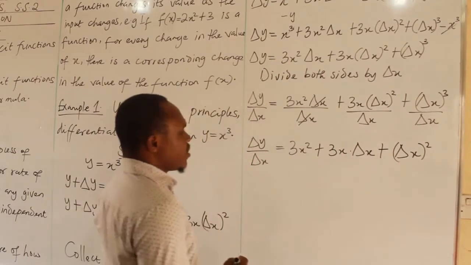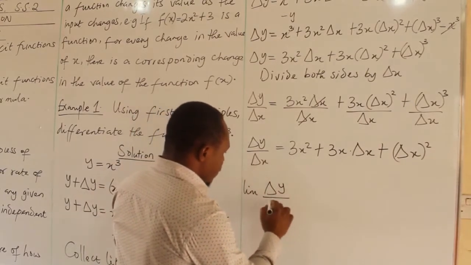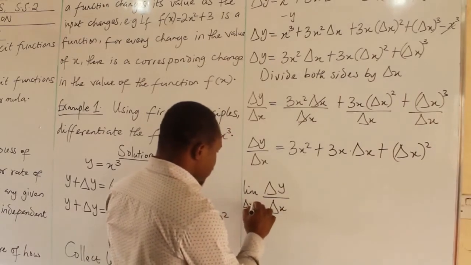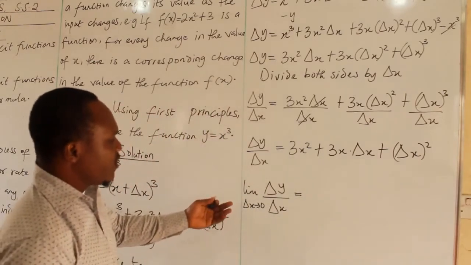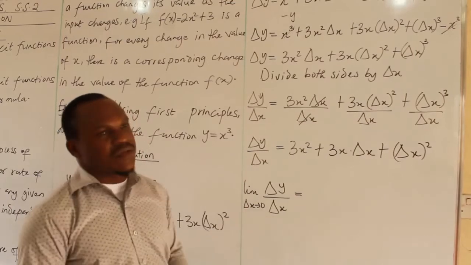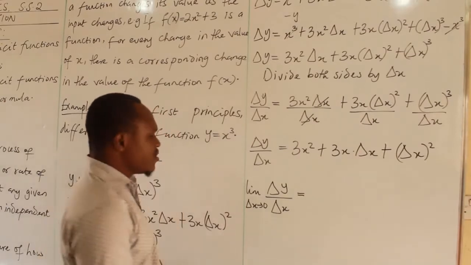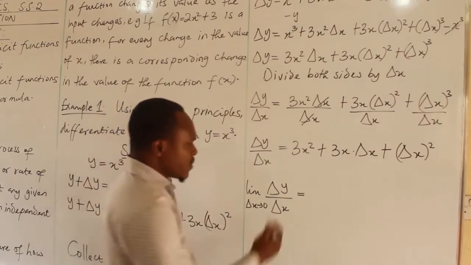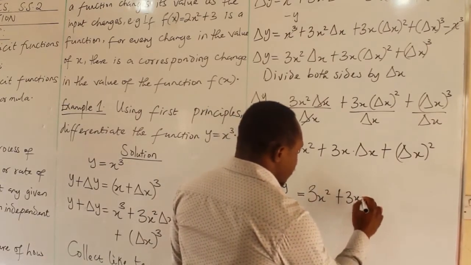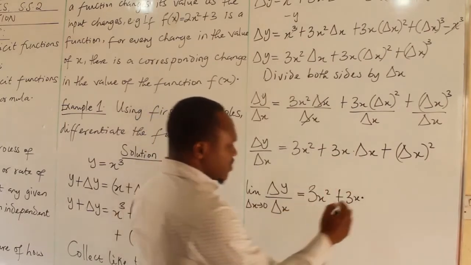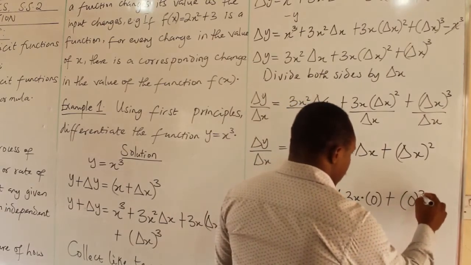squared. At this point, we are going to be looking for the limiting value of delta y by delta x, as delta x tends to 0. Now, if we are saying we are looking for the limiting value of delta y by delta x, as delta x tends to 0, just like what I previously taught you in class, it means that at every point where we find delta x, we substitute delta x for the value 0. So we're going to be having 3x squared plus 3x dot, as I said earlier, wherever we find delta x, we replace it with the value 0, plus 0 squared.